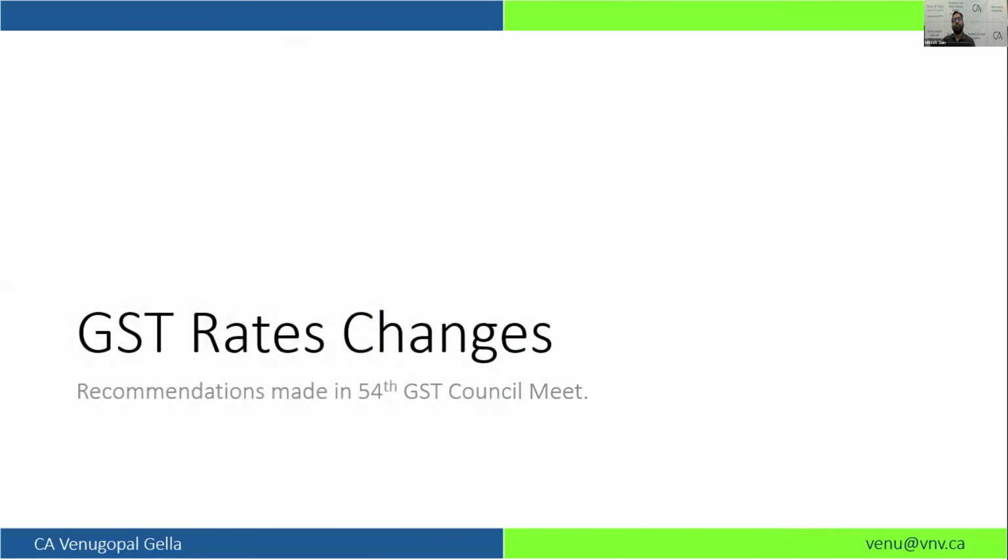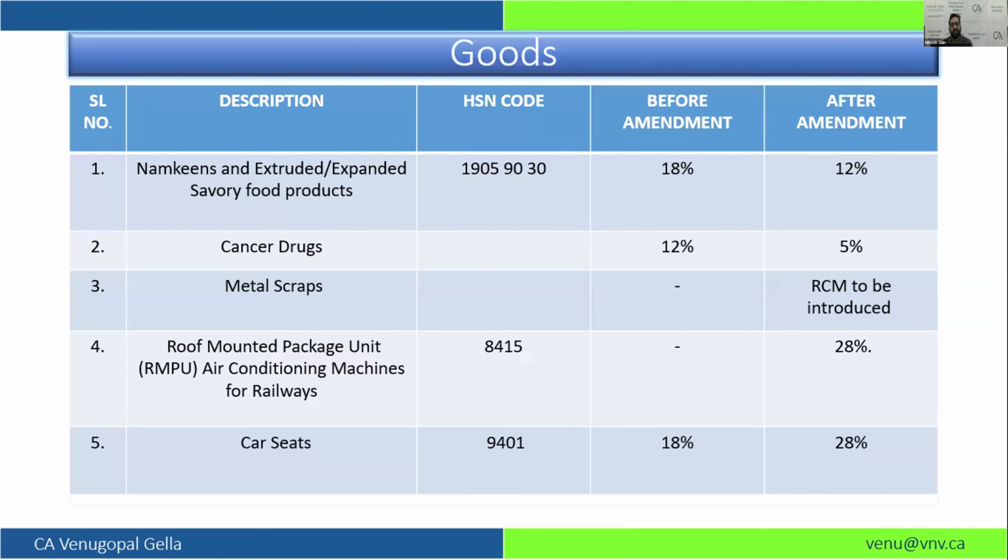Now, coming to the topic of GST rate changes. Some GST rate changes have been recommended by the GST Council in the 54th Council meeting. The first one is namkeens and extruded or expanded savory food products, which come under HSN code 1905 90 30. Before the amendment, the rate was 18%, but after the amendment, the rate has been shifted to 12%.